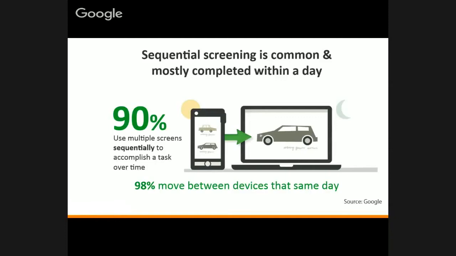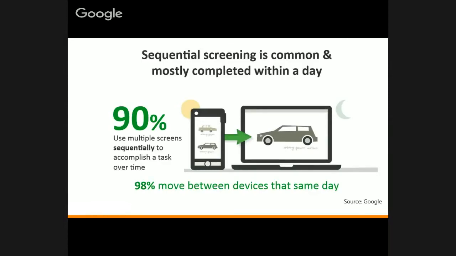For our cross-device tracking debate, it's actually sequential screening that we really want to focus on, because it's this sequential use of multiple devices that our cross-device tracking technology, or any cross-device tracking technology, is aiming to record. Of internet users today, Google tells us that 90% use multiple screens sequentially to accomplish a task. And there's a high likelihood that one of these tasks will be shopping online. When you think about that, it really hits home that if you can't track that sequential usage of devices back to the same user, you can't really track anything online at all.